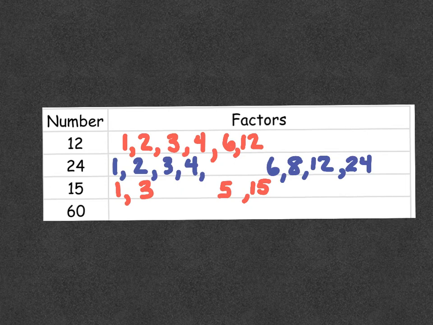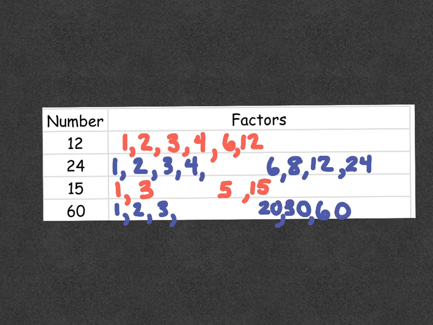All right, for 60, and this is where you kind of have to go in order and kind of decide what goes into it. So 1 and 60, 2, and half of 60 is 30. Can 3 go into 60? Yep, 3 times 20. Can 4 go into 60? Yep, 4 times 15. Uh-oh, I'm going to run out of room. Can 5 go into 60? Yep. 5 and 12. Uh-oh, I've completely run out of room.